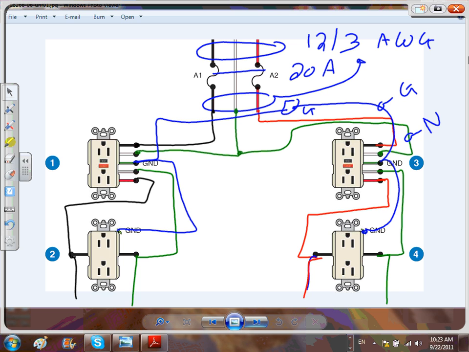Receptacles listed weather resistance. Weather resistant, not proof. Weather resistant receptacle type. If you read through A and B, it will tell you in any location that is wet or damp, you need a weather resistant receptacle installed. If it's 15 amp, 20 amp, 120, non-lockable. The lockable are that one.